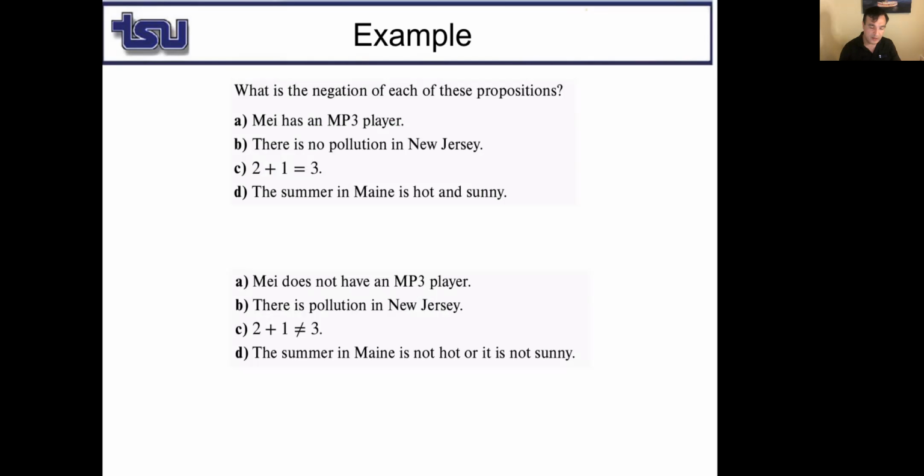Here, let me tell you very quickly, this is P and Q. P is the summer in Maine is hot, Q is the summer in Maine is sunny, and I want to negate it. We will see a little bit later that this is equivalent to P not or Q not, De Morgan's law, but we will talk about it later. So the negation of this will be the summer in Maine is not hot, or the summer in Maine is not sunny, okay?